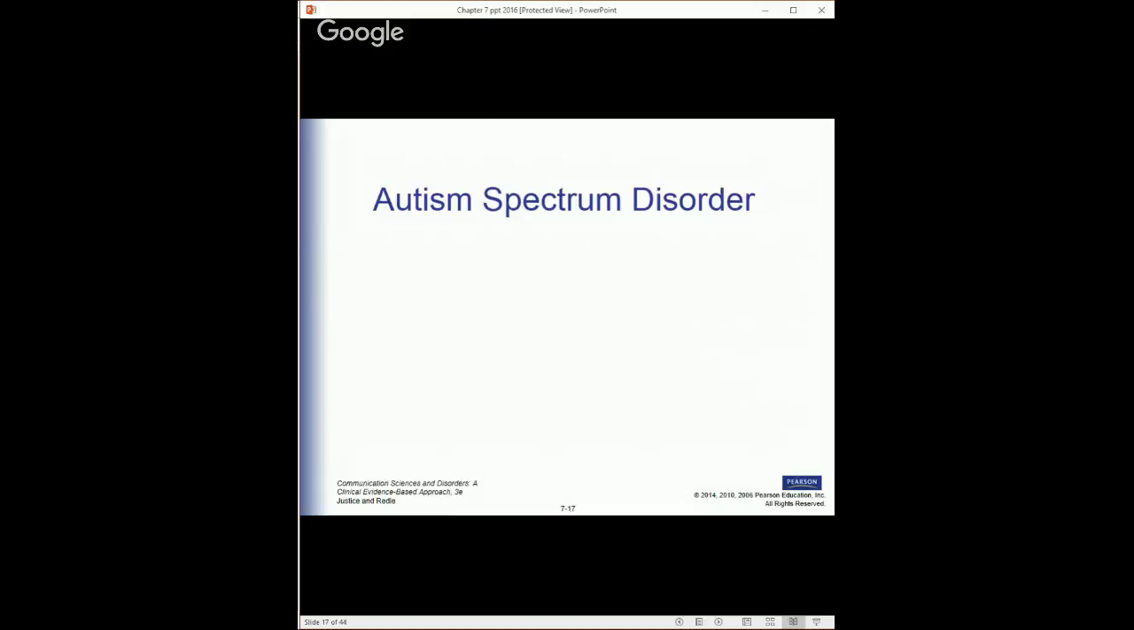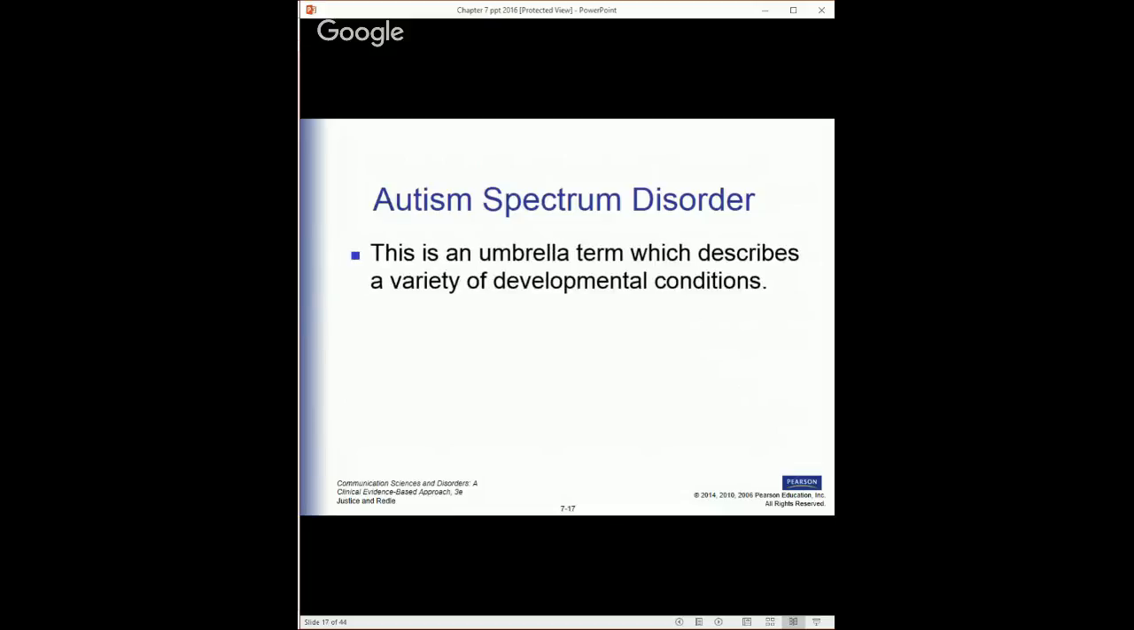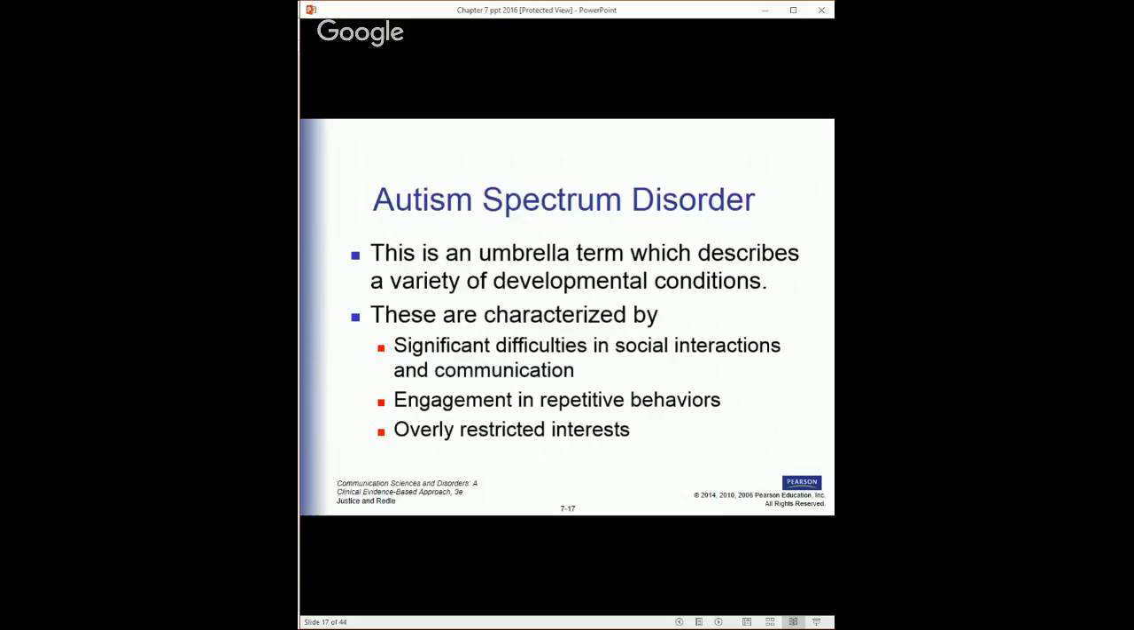The next thing we'll look at is autism spectrum disorder, and this is an umbrella term which describes a variety of developmental conditions. These are characterized by significant difficulties in social interactions and communication, engagement in repetitive behaviors, and overly restricted interests. These 3 red bullet points are 3 of the characteristics that need to be present in order for autism spectrum disorder to be a child's diagnosis. They have to have delays in each of these 3 areas.